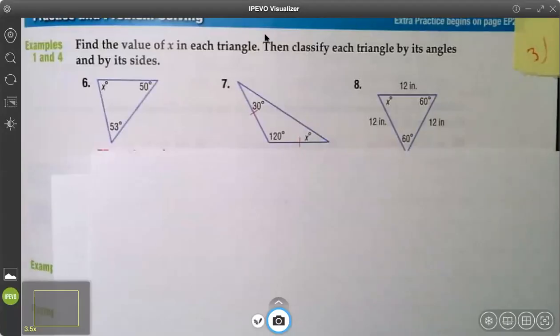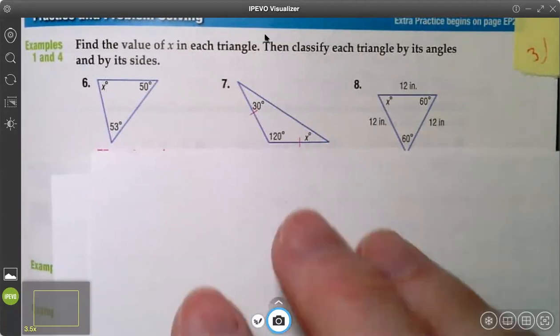We're going to do 6 more of these, and I'm not going to do an equation on any of them. We'll save the equations for when we have expressions and have to use them. I'm just going to subtract the two angles I know from 180 to get the angle I don't know. Also classify them by their angles and their sides. So try number 6.